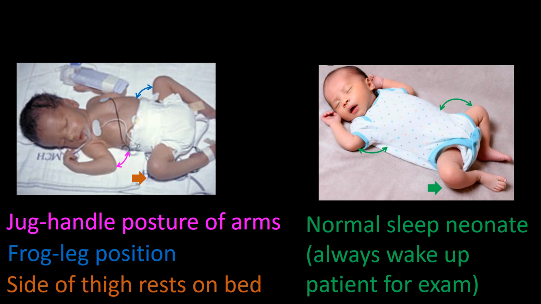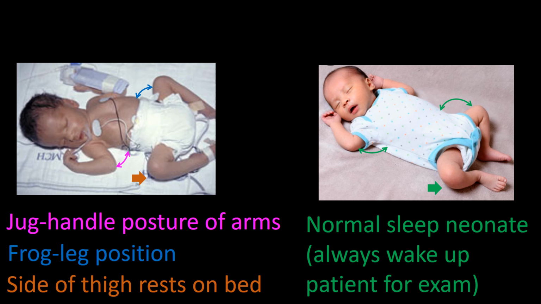Please, again, take a look at these photographs. Let's look first at the normal neonate. Notice the angle between the proximal region of the limbs and the trunk. The angles are wide. Also notice, indicated by the smaller green arrow, that the lateral aspect of the thigh is not resting on the bed.